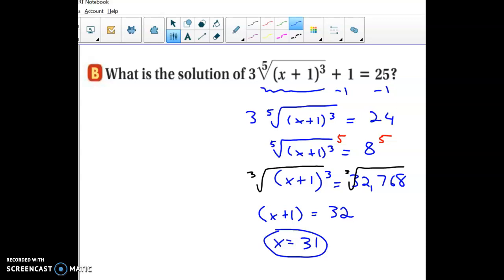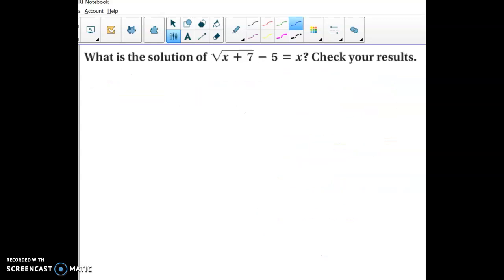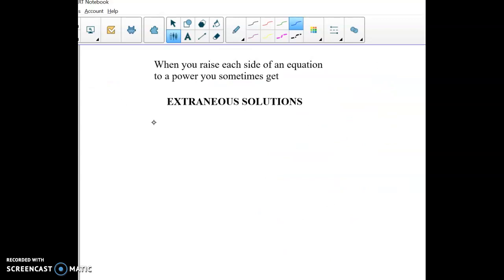All right, final thing I think for today's lesson is there's something called an extraneous solution, which you do see on standardized tests like the ACT or the MCA and stuff.